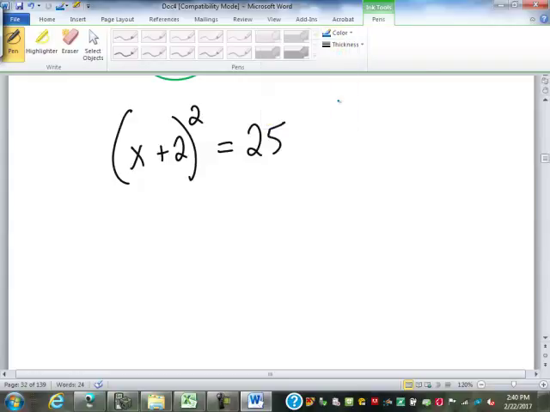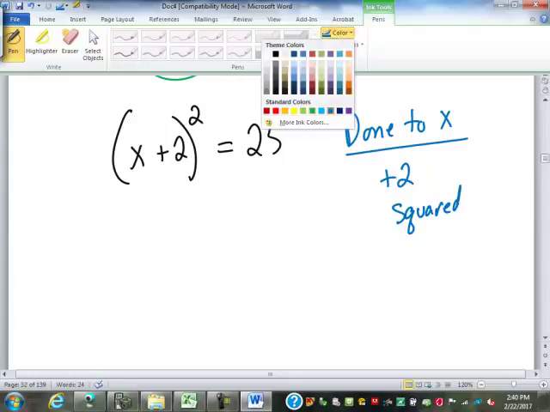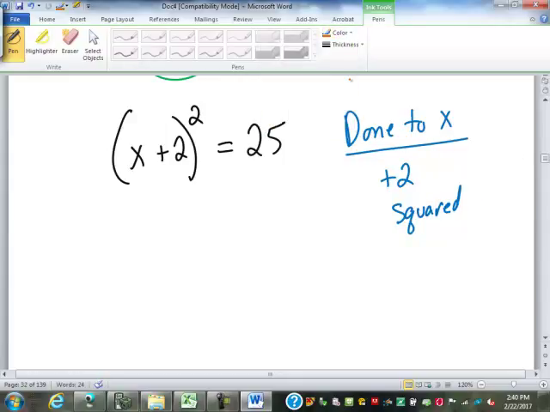What does this mean? Well, the parentheses tell us that when this was built, what happened first? Well, when this was built, 2 was added to x first. Then it was squared. So the parentheses, remember, parentheses are our highest priority in our order of operations. So what has to be done first is what's in the parentheses. So when this was built, the adding 2 happened first, and then the squaring happened after that.